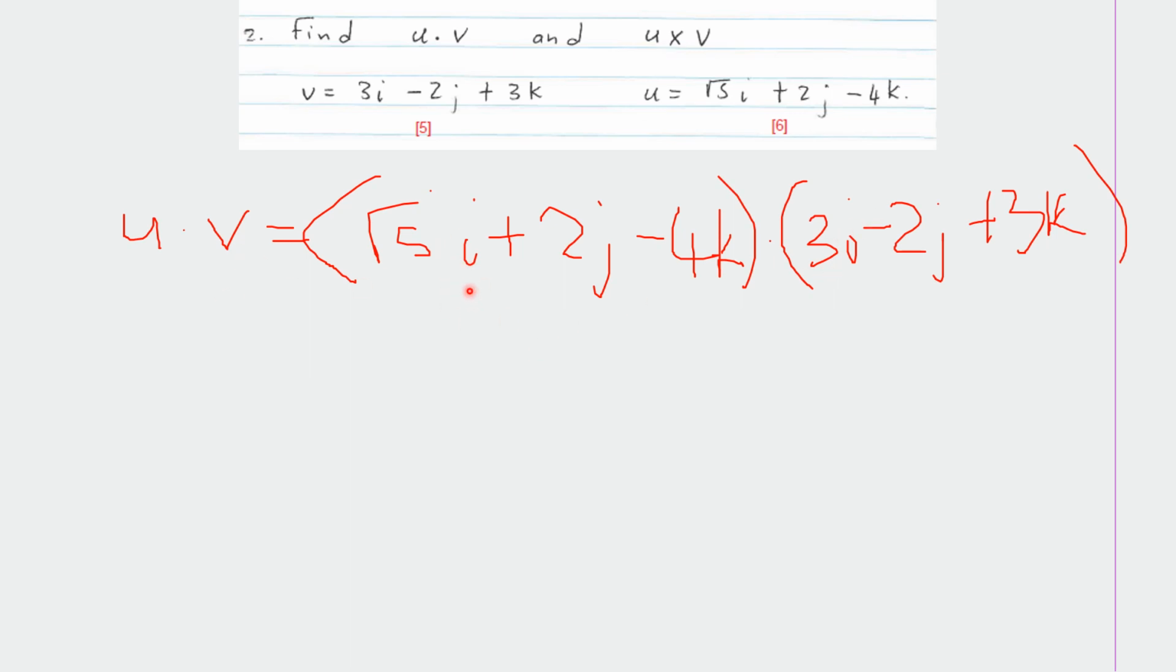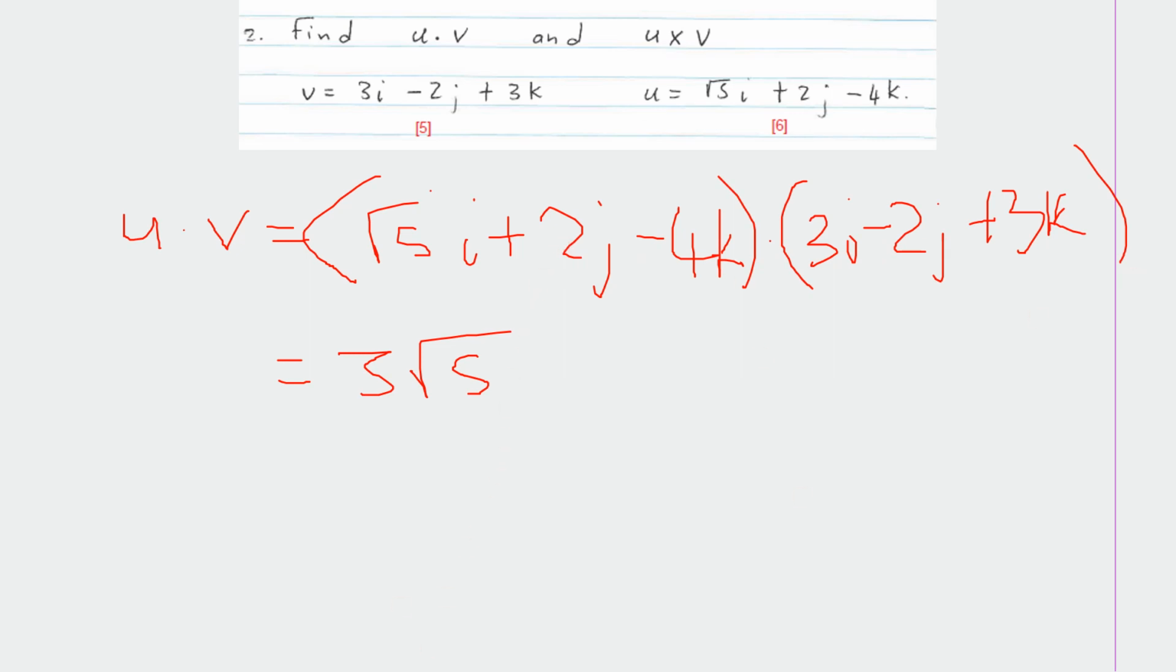Okay, so when we are looking for a scalar product, we're only going to multiply the same terms. Wherever we have i and i, we only multiply its coefficients and we get rid of the i. So you're going to say square root of 5 multiplied by 3, then we get the answer and we don't put i. Remember, this scalar product at the end will only have a magnitude, not direction. So square root of 5 multiplied by 3 is 3 square root 5.